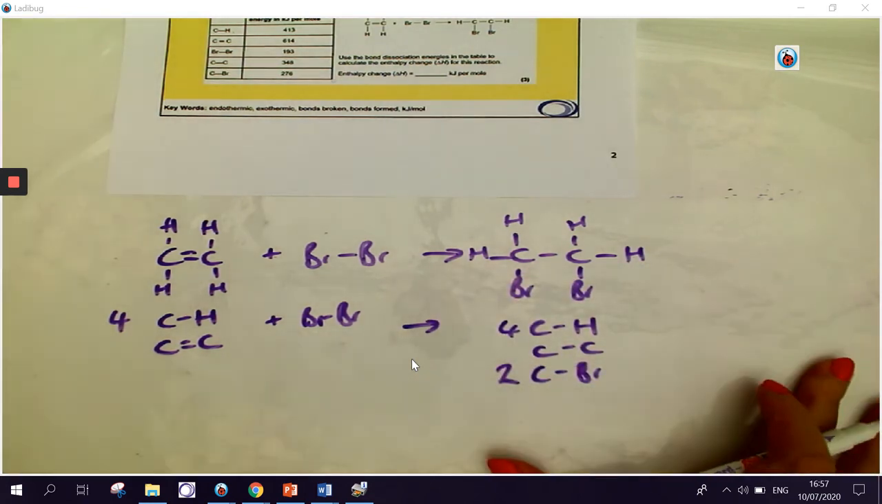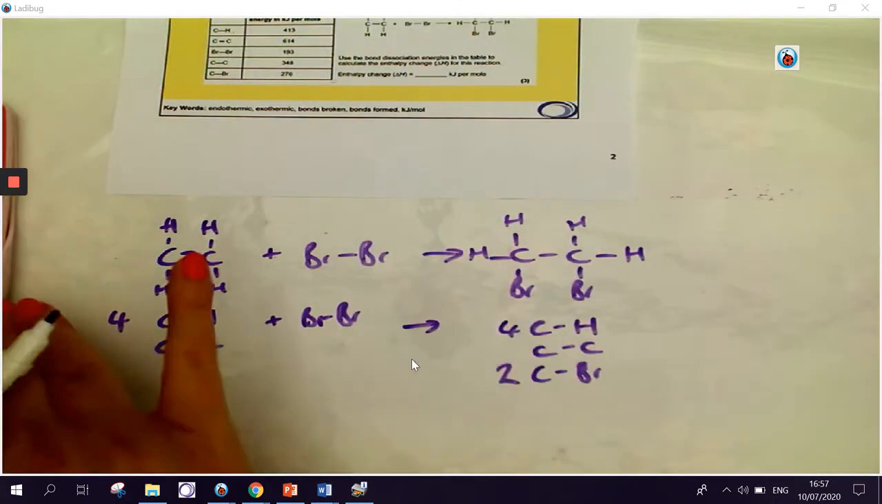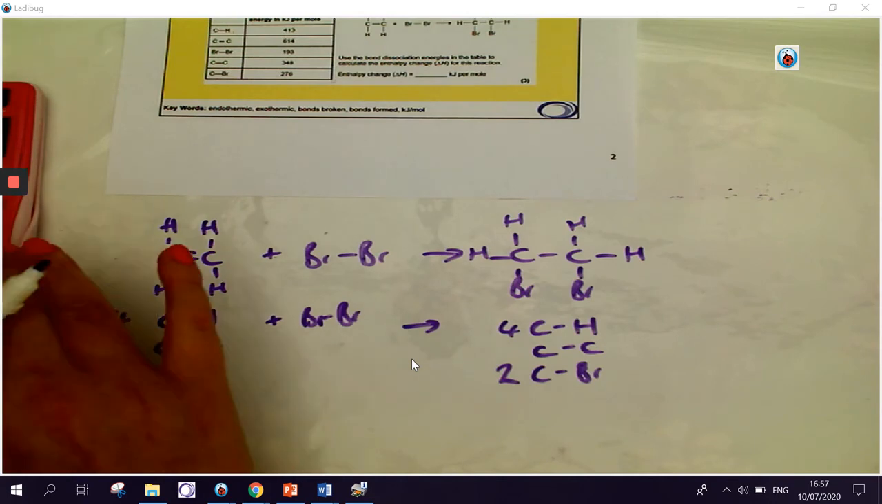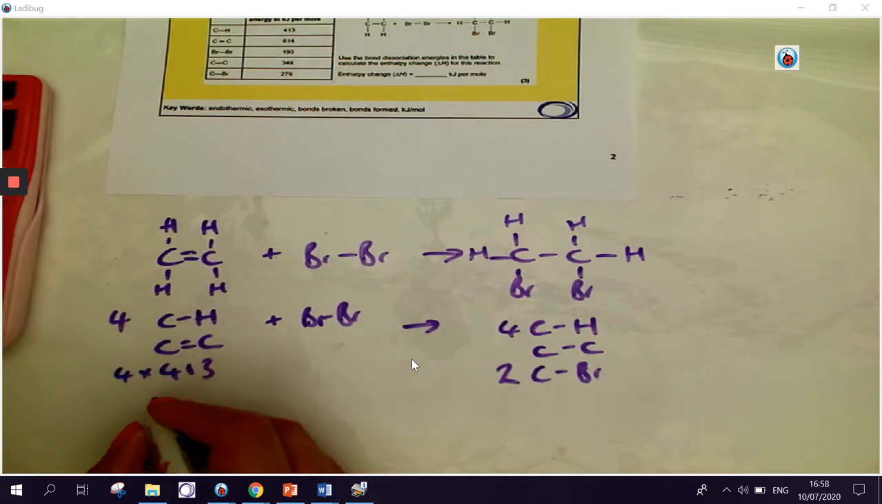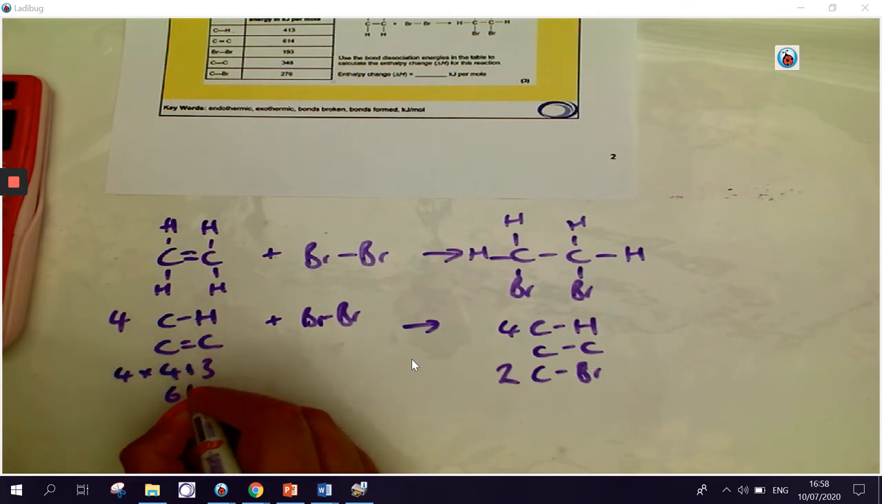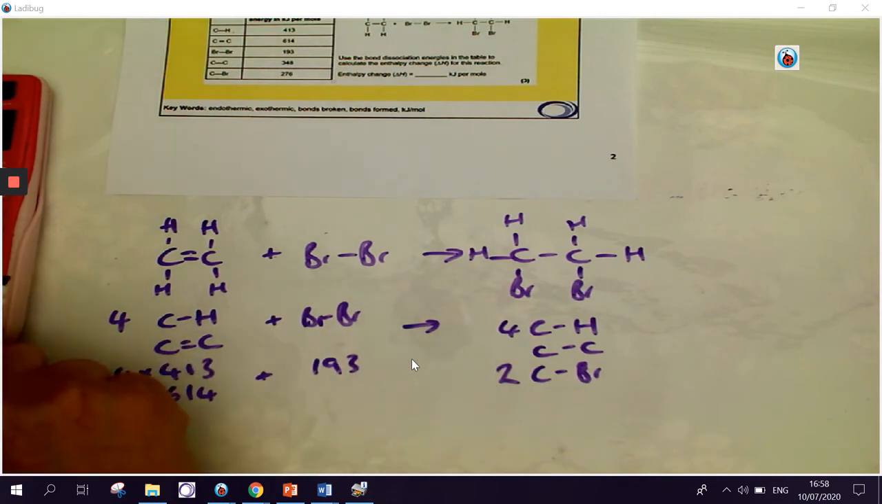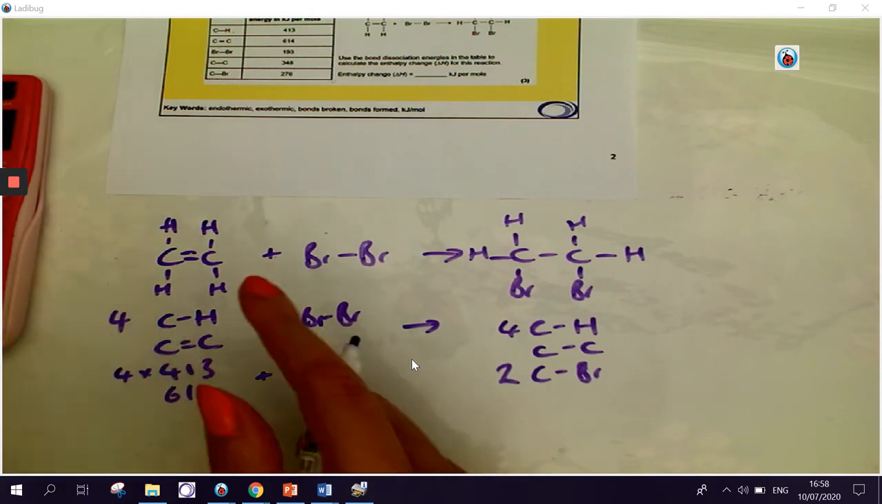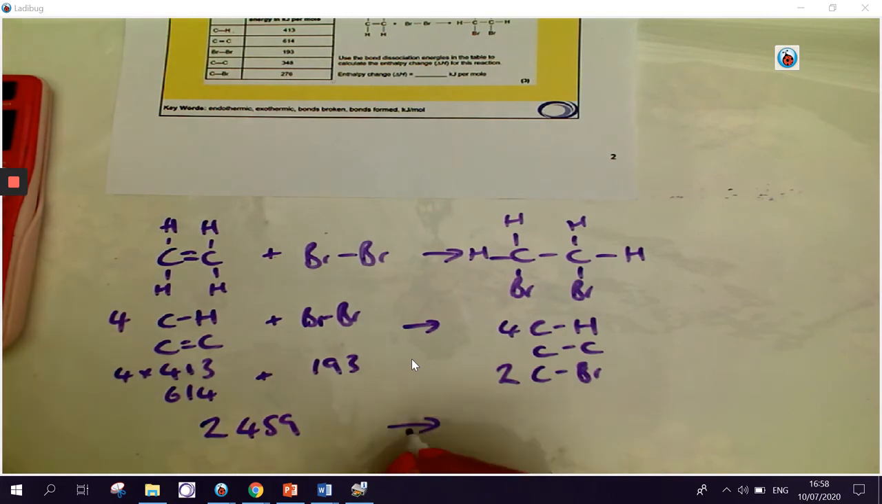So what I'm going to do now is add in my bond energy. Now I'm going to work out my reactants first. So 4 times 413, add 614, add 193 is 2,459. So that's the energy that will be taken in breaking my reactants.